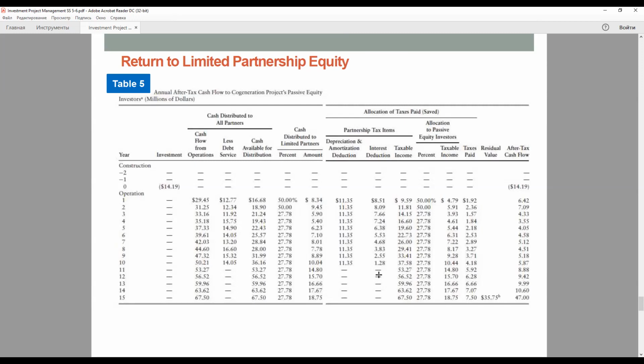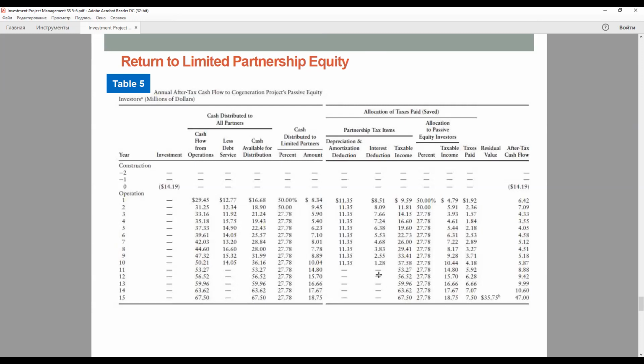The latter is easier to calculate, so we will consider it first. Return to limited partnership equity. The passive equity investors as limited partners are junior to the lenders. They receive cash distributions out of what is left over after the cogeneration company pays the debt service for the year. So the company first has to service the debt and then distribute what is the rest.